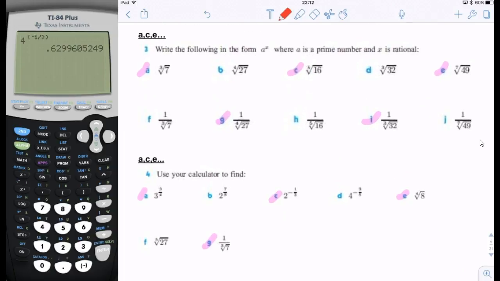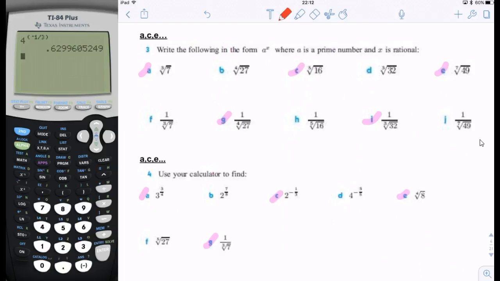Number 3, write the following in the form a to the x, where a is a prime number and x is rational. Remember, prime numbers are like 1, 2, 3, 5, 7, 11, numbers that don't have factors except for 1 and itself. Not 9. All right, so cube root of 7. 7 is already a prime number, so we could put 7 to the 1/3.